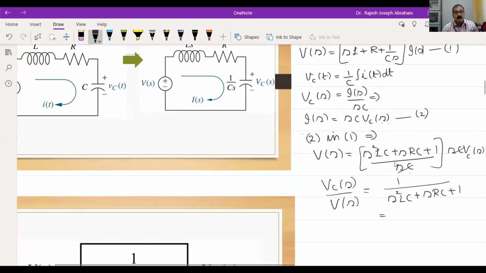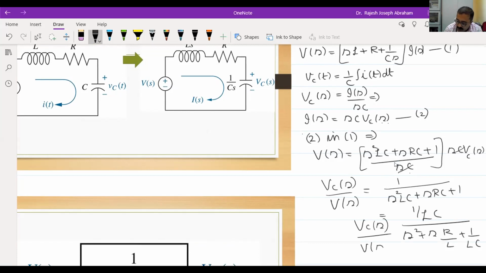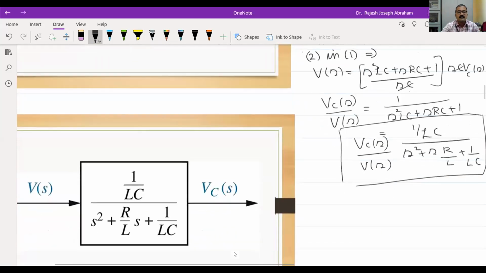What do you mean by monic polynomial? Monic polynomial means the polynomial in which the highest power of the variable has coefficient 1, unity coefficient. To make that, I can take LC outside. So it becomes 1 by LC, whole divided by S square plus S R by L plus 1 by LC. This will be the output voltage to input voltage ratio, or transfer function. That is what is shown here: 1 by LC divided by S square plus R by L into S plus 1 by LC.